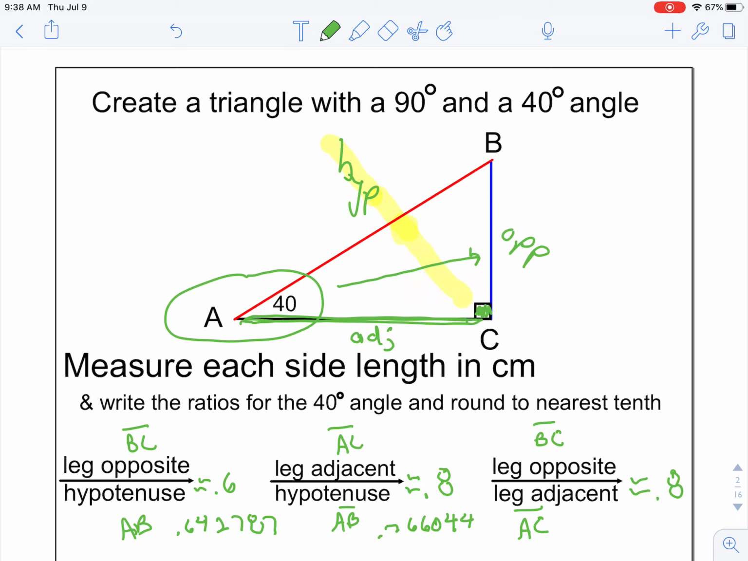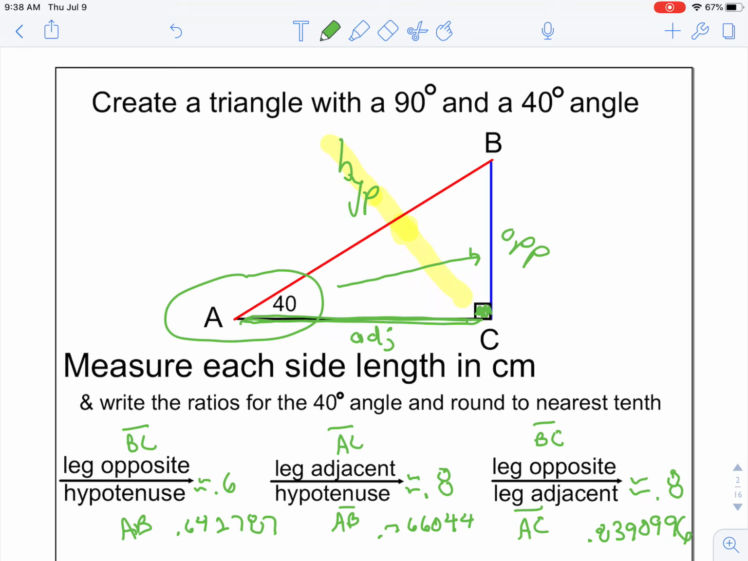0.76604444, etc. And again, if you measure the leg opposite and you divide it by the leg that's adjacent, if you round, you end up with 0.8, but again, it's actually 0.8390996, etc. And the thing is, your calculator stores those ratios.